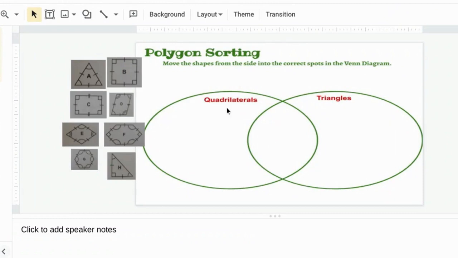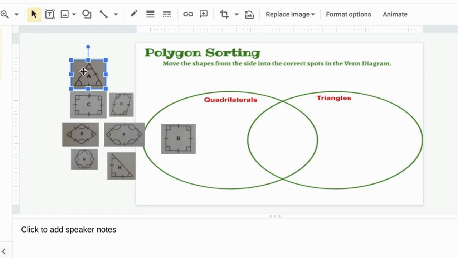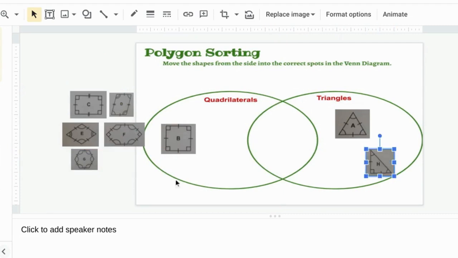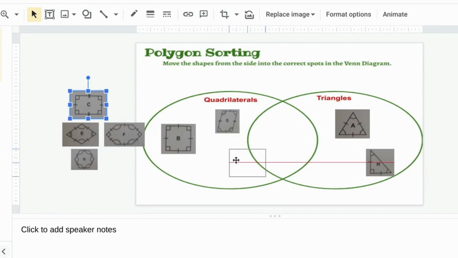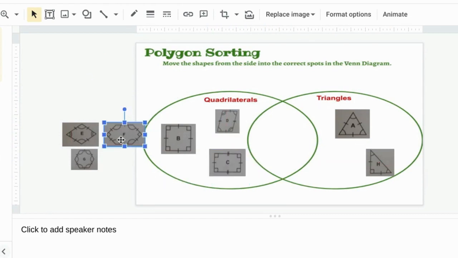So this first one, we're sorting between quadrilaterals and triangles. So this is shapes that have 4 sides, shapes that have 3 sides. And then in the center of our Venn diagram is the shapes that usually would fit into both of those. But if we think about this, is it possible for a shape to have 4 sides and to have 3 sides? No, it's not. So we're just going to move all the triangles, 3-sided shapes over, and the quadrilaterals or 4-sided shapes are going to be there. And there can be nothing in the center.